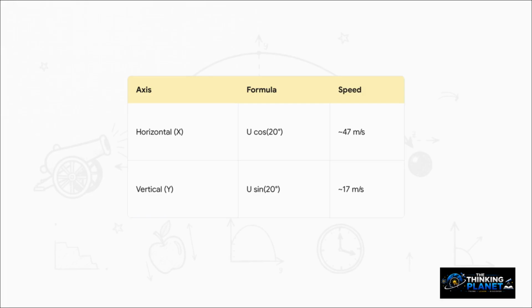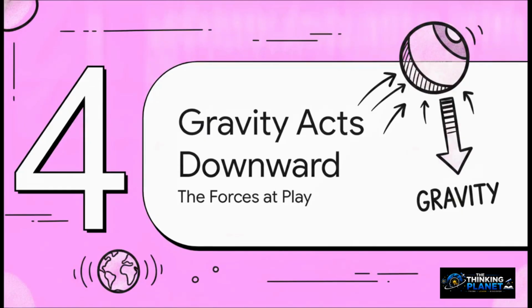That 50 meters per second at a 20-degree angle, it's actually two speeds working together in disguise. It's an initial push of about 17 meters per second straight up and a steady push of about 47 meters per second straight forward. One throw, two hidden speeds. Next up, part 4. Only gravity acts downward, the forces at play.